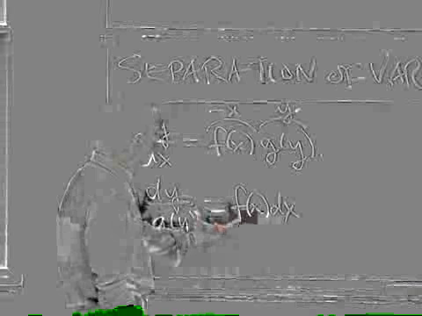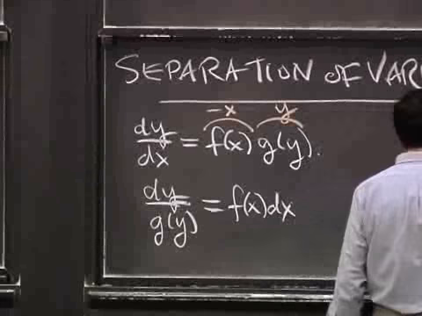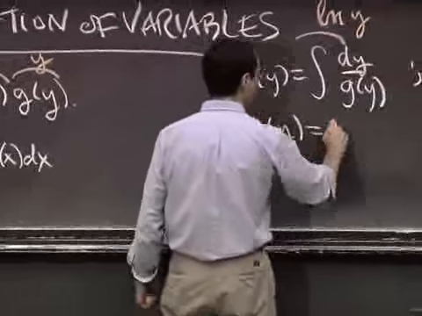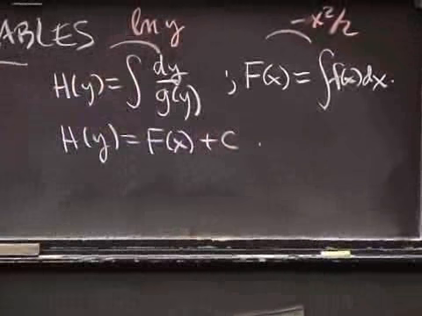And then we write the relationship, which is that if these are both antiderivatives of the same thing, then they have to differ by a constant. Or in other words, h of y has to equal f of x plus c, where c is a constant.